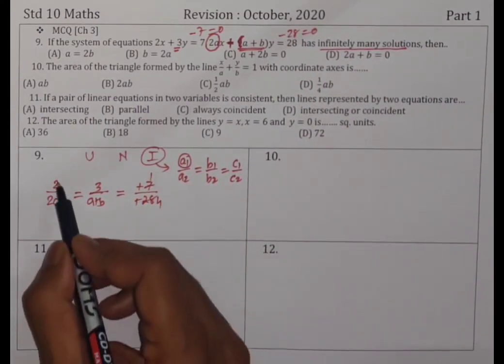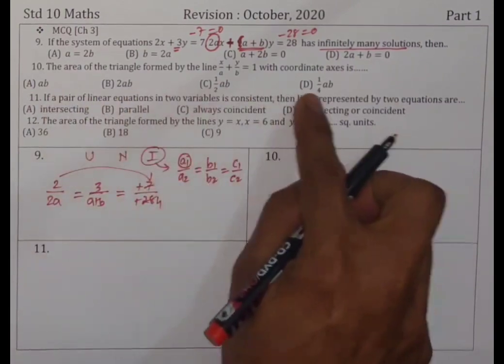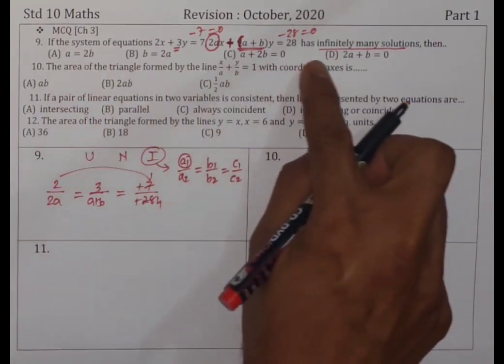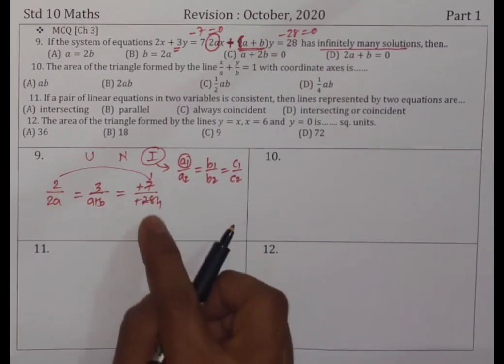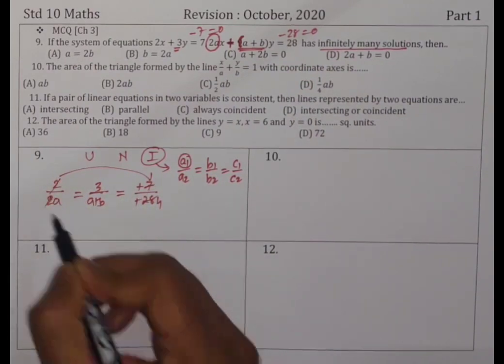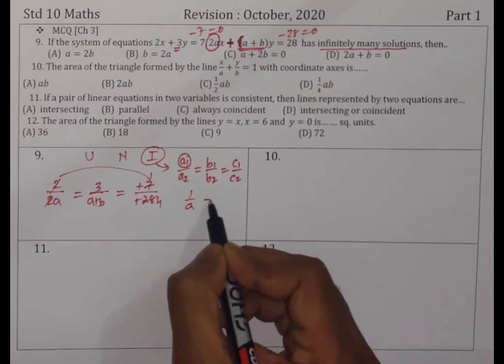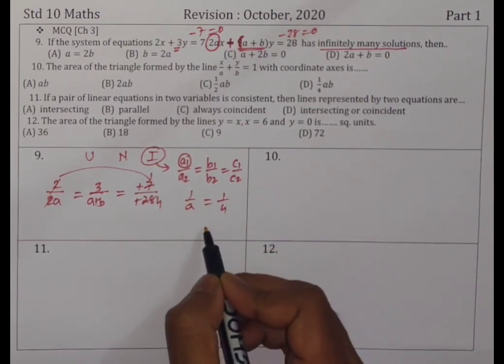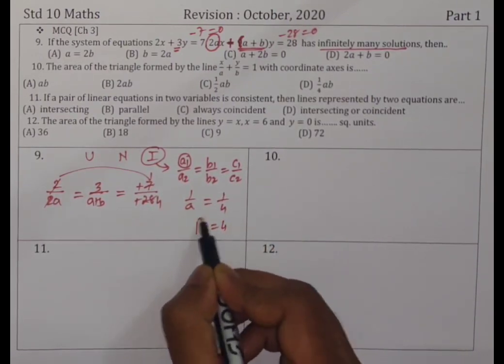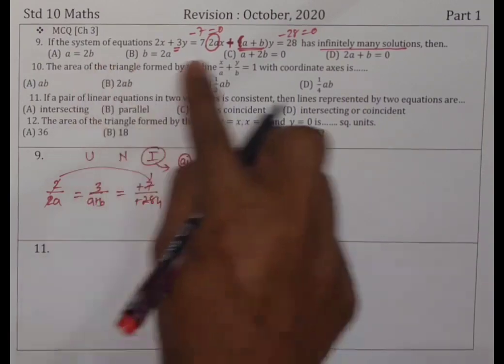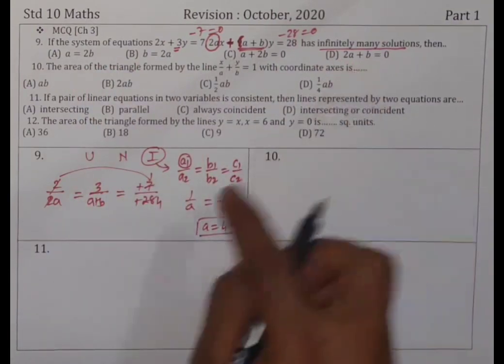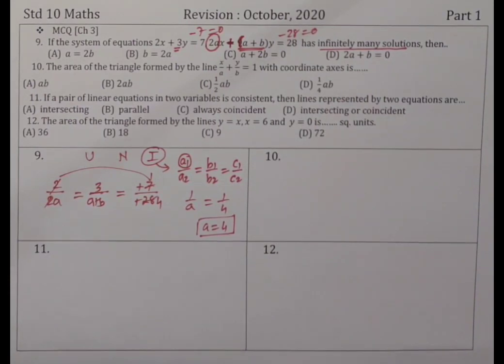Alright children. Okay, if you take first and last, look at the options. So if you take first and last, here 2 and 2 cancel. So 1 upon a is equal to 1 upon 4. So cross multiplication gives you a equal to 4. Do you have a equal to 4? No. So you will have to look for another option then.